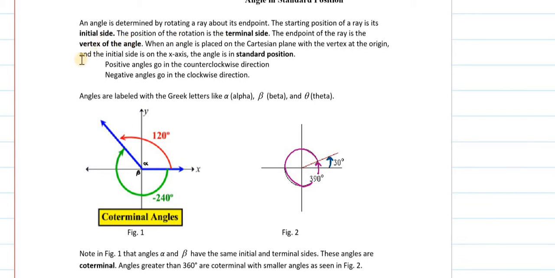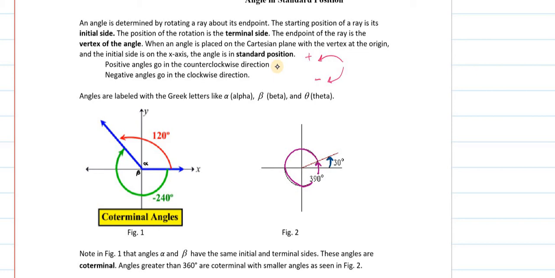And as I mentioned, when you place it on a Cartesian plane with the vertex at the origin, that's called standard position. So positive angles go counterclockwise, which is like that. And negative angles go clockwise, which is like that. So these are positive, these are negative. Angles are labeled with Greek letters like alpha, beta, and theta.